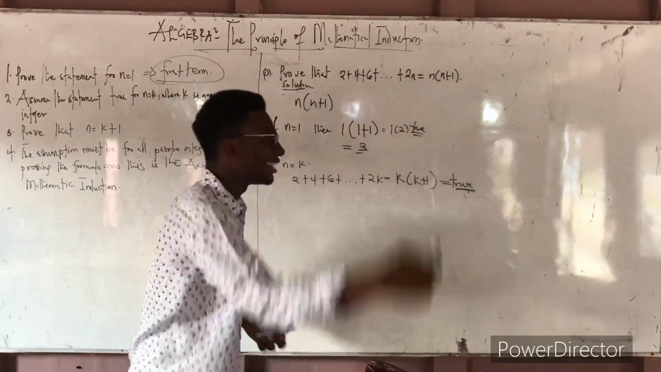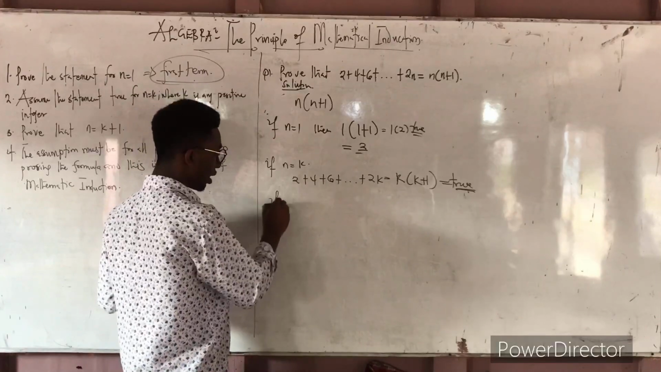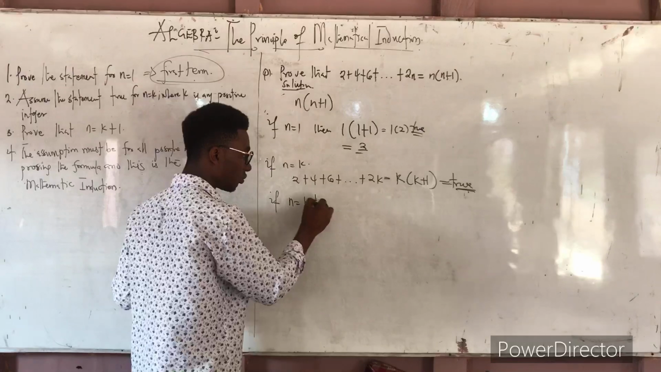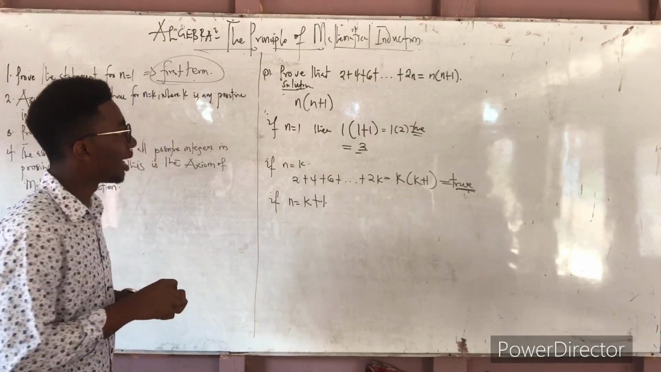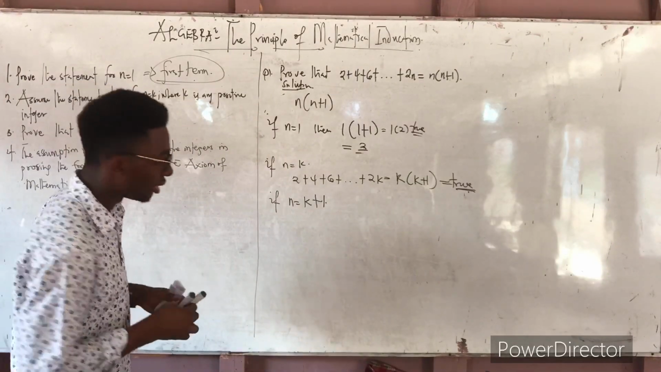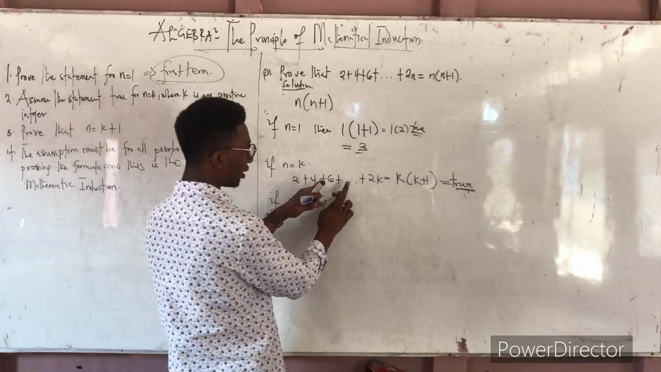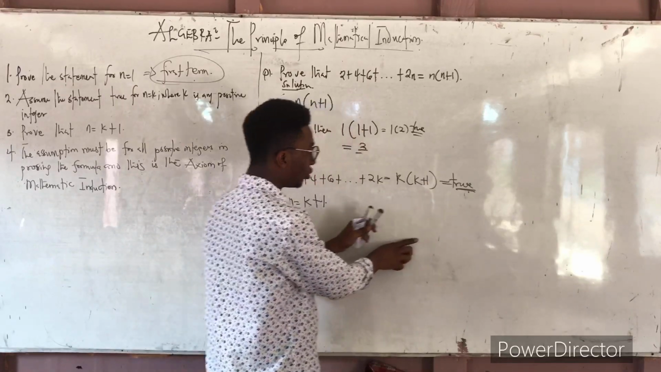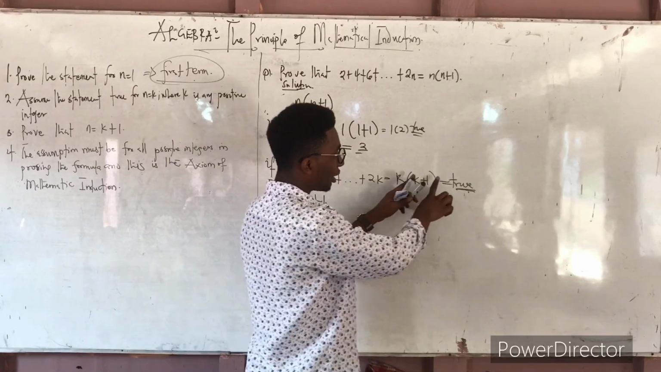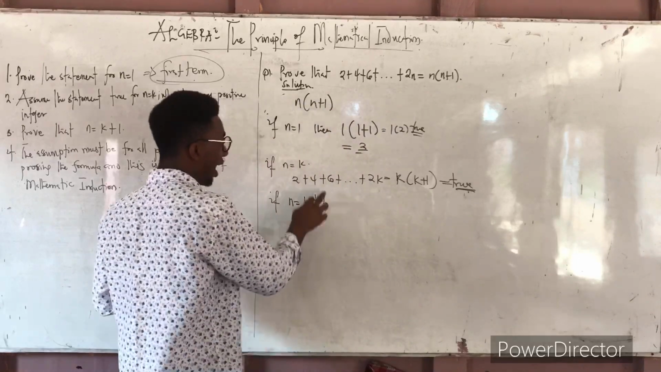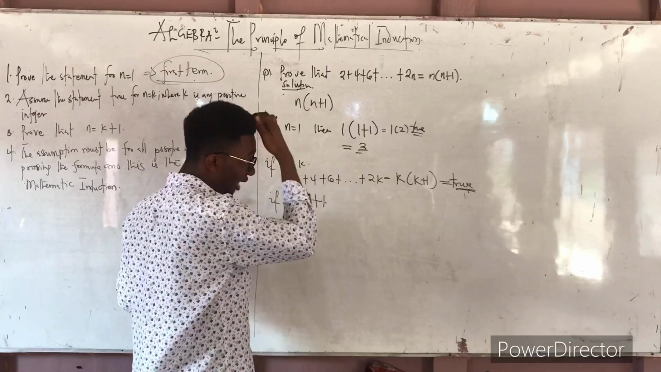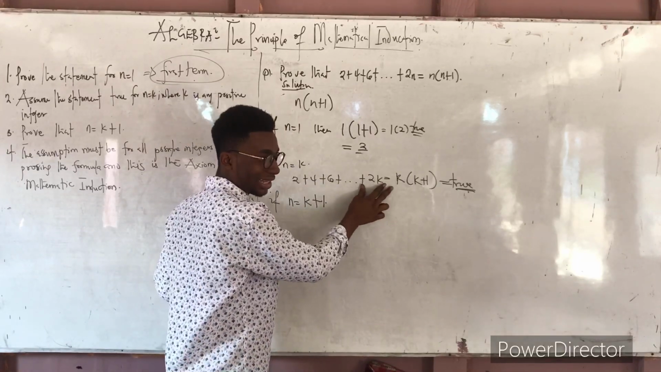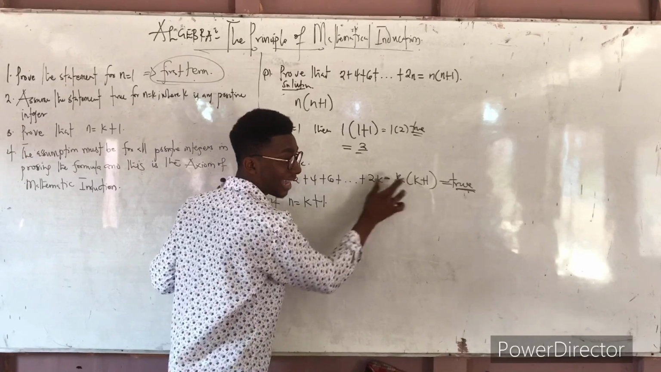Now, the third thing: if this is true, then we should prove that n is equal to k plus 1. So for n is equal to k plus 1, we have to check this side first, and after, we come to check this side. Now, n is equal to k plus 1 simply means that we have to add an expression of k plus 1, of the last digit, to each of the sides.